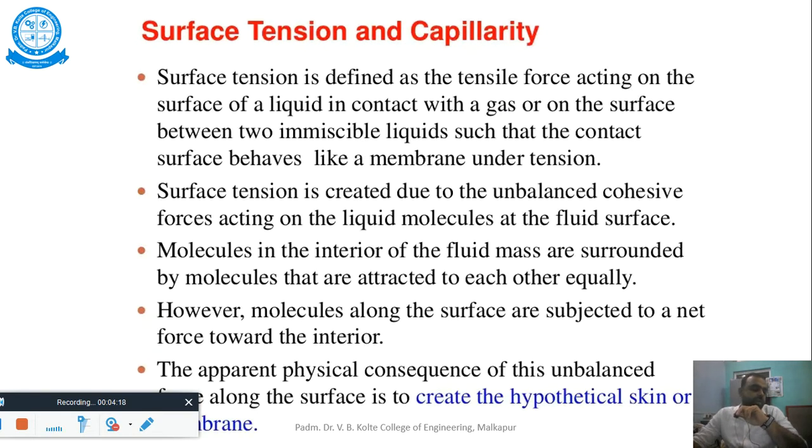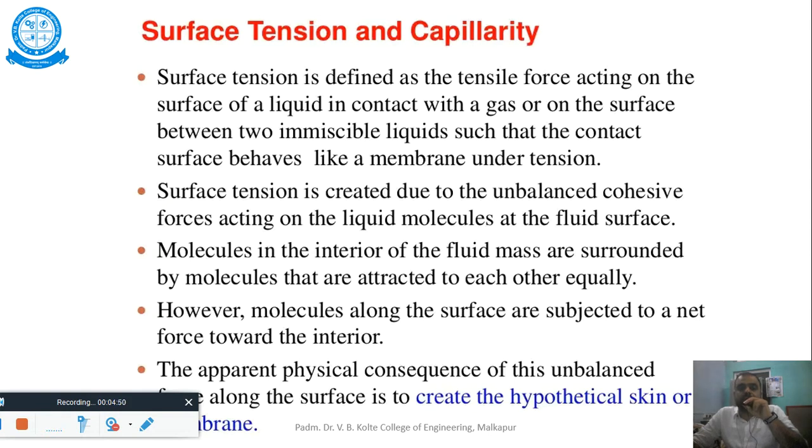The next property of the fluid is surface tension. So what is meant by surface tension? Surface tension is defined as the tensile force acting on the surface of a liquid in contact with gas, or on the surface between two immiscible liquids, such that the contact surface behaves like a membrane under tension. Surface tension is created due to unbalanced cohesive forces acting on the liquid molecules at the fluid surface.